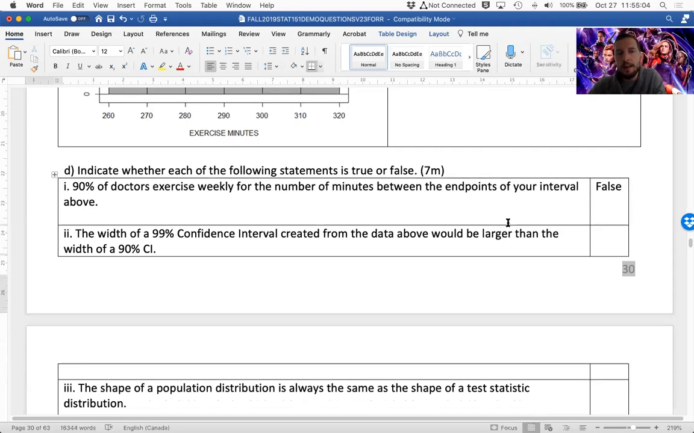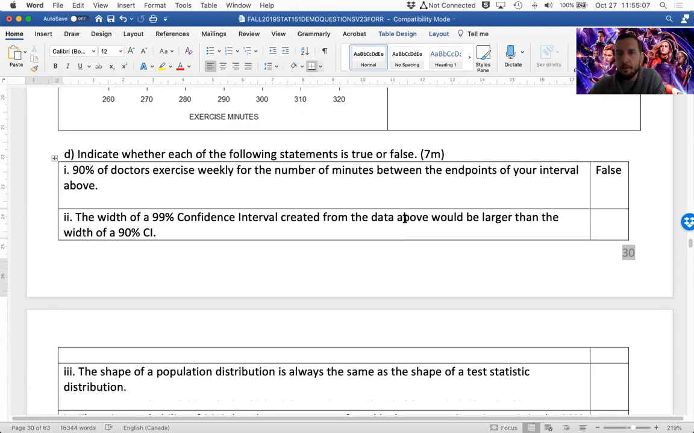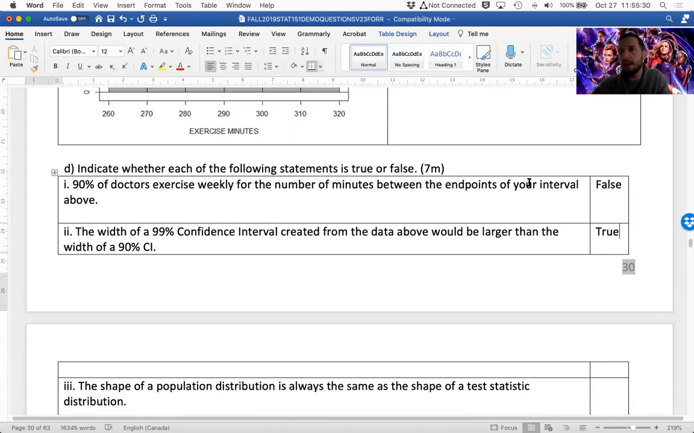The width of a 99% confidence interval created from the data above would be larger than the width of a 90% interval. This is true. Why is this true? For the same sample size, so basically for the exact same sample, anytime you increase confidence level, you increase the width of the confidence interval. That's a fact. That can actually be shown very easily because basically the t value in this case is going to go up. So you're just multiplying by a bigger value in the margin of error. So that's going to push out the bounds of the interval. So this is, for the same sample, a fact.